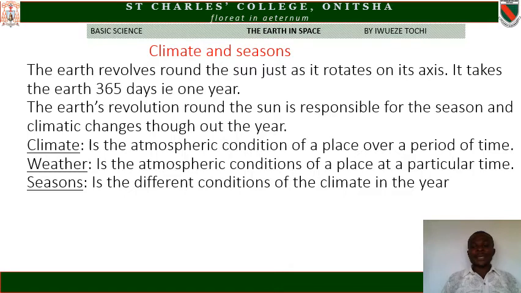Climate and seasons. The Earth revolves around the sun just as it rotates on its axis. It takes the Earth 365 days, that is 1 year, to move around the sun once. The Earth's revolution around the sun is responsible for seasonal and climatic changes throughout the year.